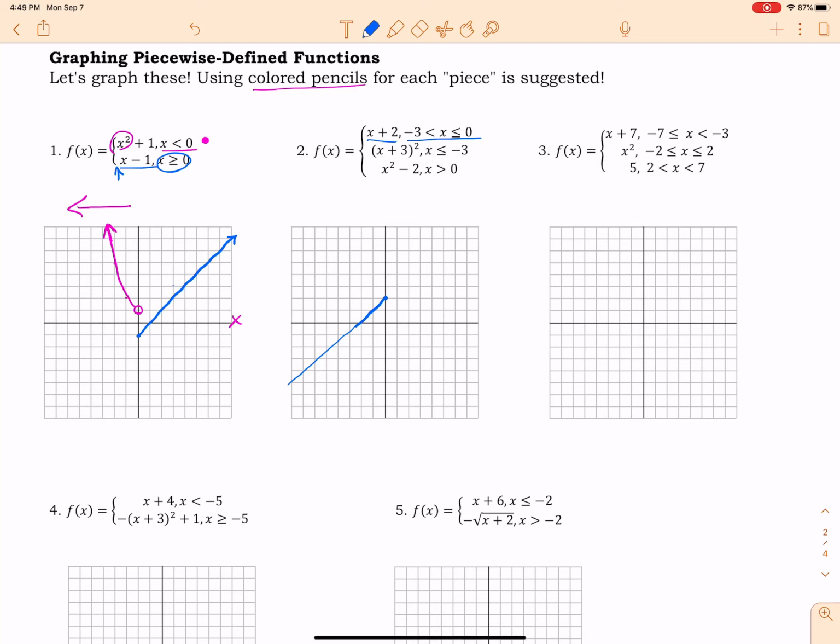But also x is greater than -3. So I'm just going to do this, and then I'm going to erase that. Oh, that worked out much better. Okay, so there's that portion.